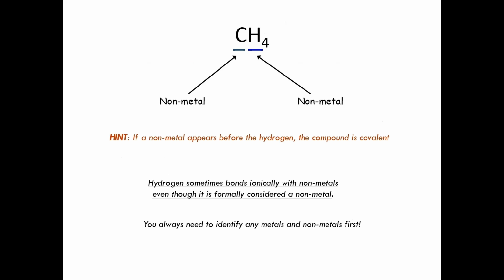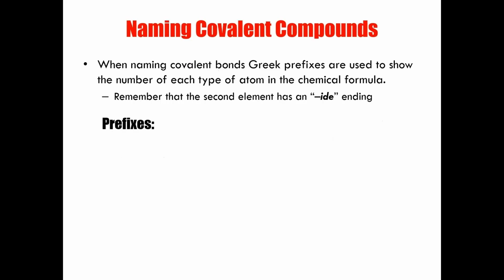And so going back to this example, with the information that we have at hand, we know that this compound is a covalent compound because the hydrogen appears at the end of the chemical formula and is functioning as a nonmetal. And with that, we arrive to the naming covalent compound section of this package.